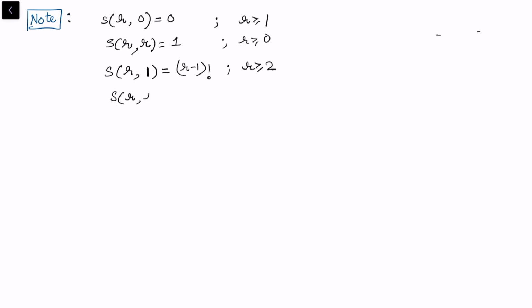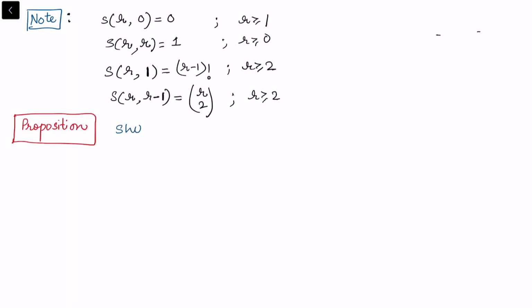And S(R, R-1): if there are more objects but fewer tables, and on each table we of course want one person to be seated, so it is obviously select 2 from R. So R is greater than or equal to 2.